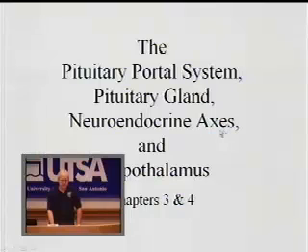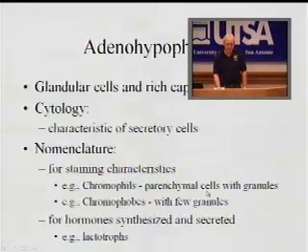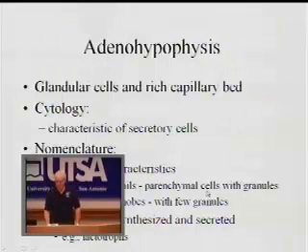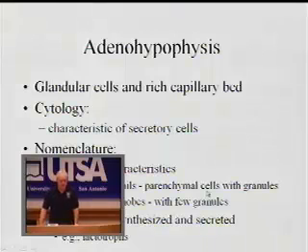So we continue then with the discussion of the anterior pituitary gland, talking about the neuroendocrine axes associated with it, and of course the hypothalamus, completing the lecture series on chapters 3 and 4 from the textbook. You will also find a very nice discussion and description of the pituitary gland at the endotext link on our course website. So these are glandular cells. We're becoming very familiar with that now, and it has a rich capillary bed, something that we're even more familiar with, and we'll point it out as we go along.